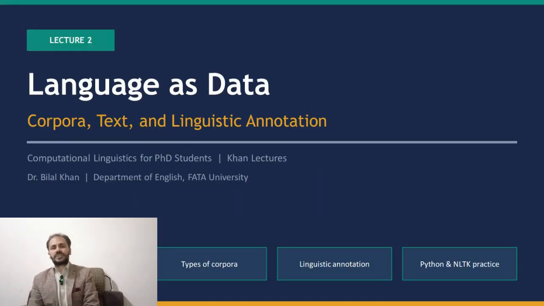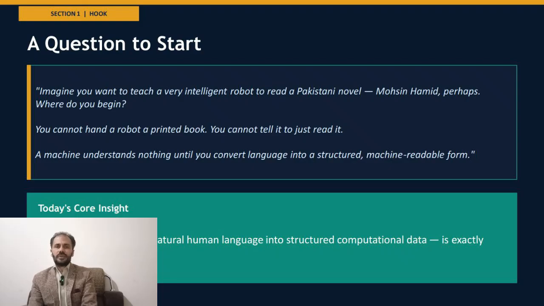Before I start today's lecture, I want to ask you a simple question. Imagine you want to teach an intelligent robot to read and understand a novel. Let us say a Pakistani Urdu novel, or even a novel in English written by a Pakistani author like Mohsin Hamid. Where do you begin? What do you actually give to this robot? What material does it need and in what form? Think about it for a moment. You cannot just tell it to read it.